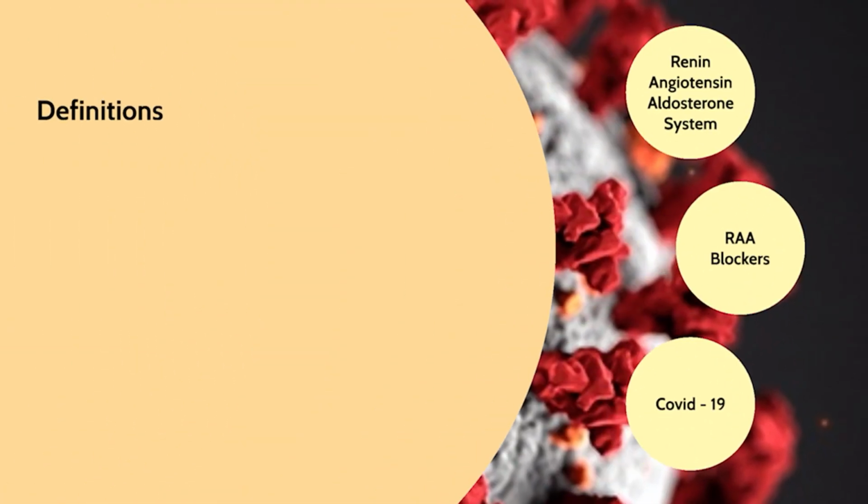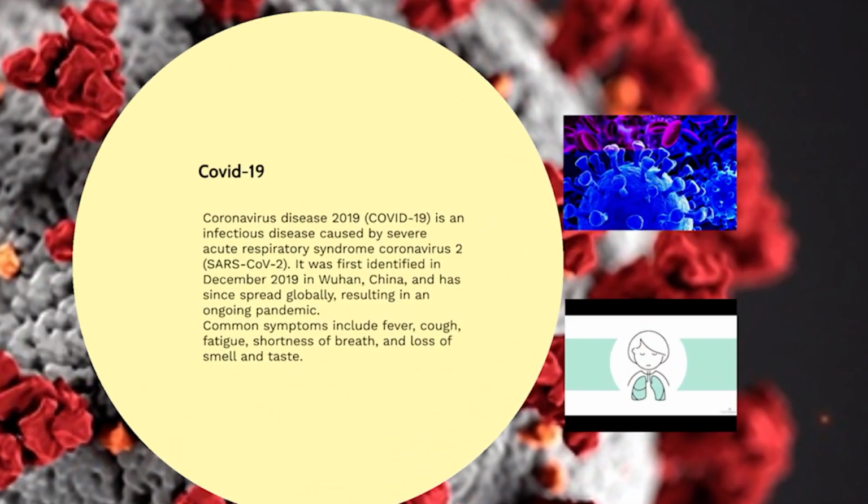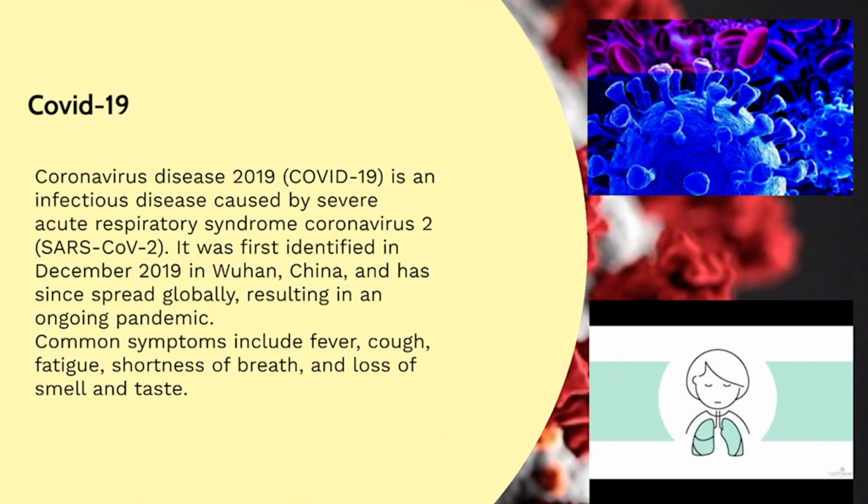The third term we need to define is Covid-19. The coronavirus disease 2019, also known as Covid-19, is an infectious disease caused by a severe acute respiratory syndrome coronavirus 2, also called SARS-CoV-2. It was first identified in December 2019 in Wuhan, China, and has since spread globally, resulting in an ongoing pandemic. Common symptoms include fever, cough, fatigue, shortness of breath, and the loss of smell and taste.